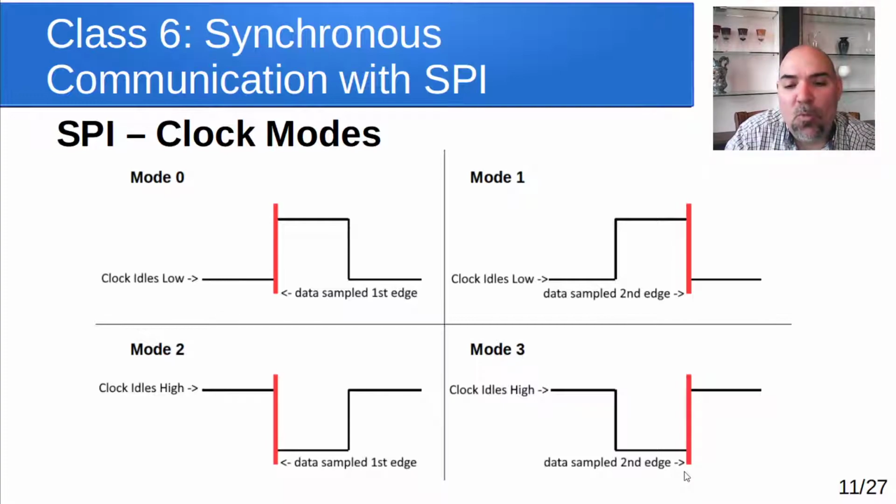Now, you might say, well, why would mode 0 and 3 sometimes be compatible? Notice this is a rising edge in both of these cases when the data gets sampled. It's going low to high, low to high. And the same thing could be true for mode 1 and 2, that it's high to low, high to low. So there are some devices that will state that they support multiple modes. But the idea is, which way does the clock idle, and is it sampled on the rising edge, or the first edge, or the second edge? And there are 4 combinations there.